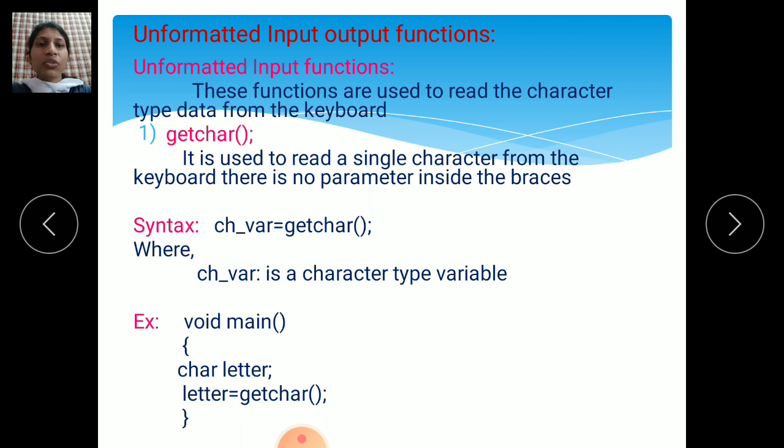Here var is a character type variable. So ch is a character type variable. Whatever character type variable you are using in the program, write it here. For example, void main, open bracket, the execution of a C program starts from the main function. Then char letter. Here I am using the char letter. So letter equals getchar. This is the format to write getchar, the unformatted input function.